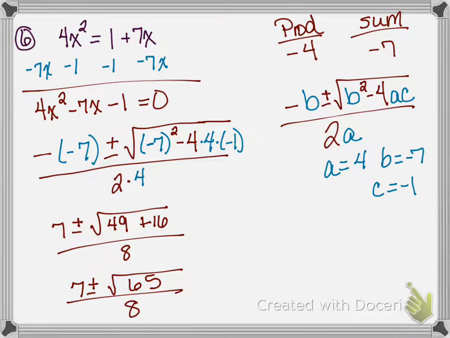65 factors to 13 and 5, so I can't break that down anymore. So this is my final answer right here. And remember, that's 2 answers. It's 7 plus the square root of 65 over 8 and 7 minus the square root of 65 over 8. You don't have to rewrite that, but I want you to be aware that that is 2 different answers.